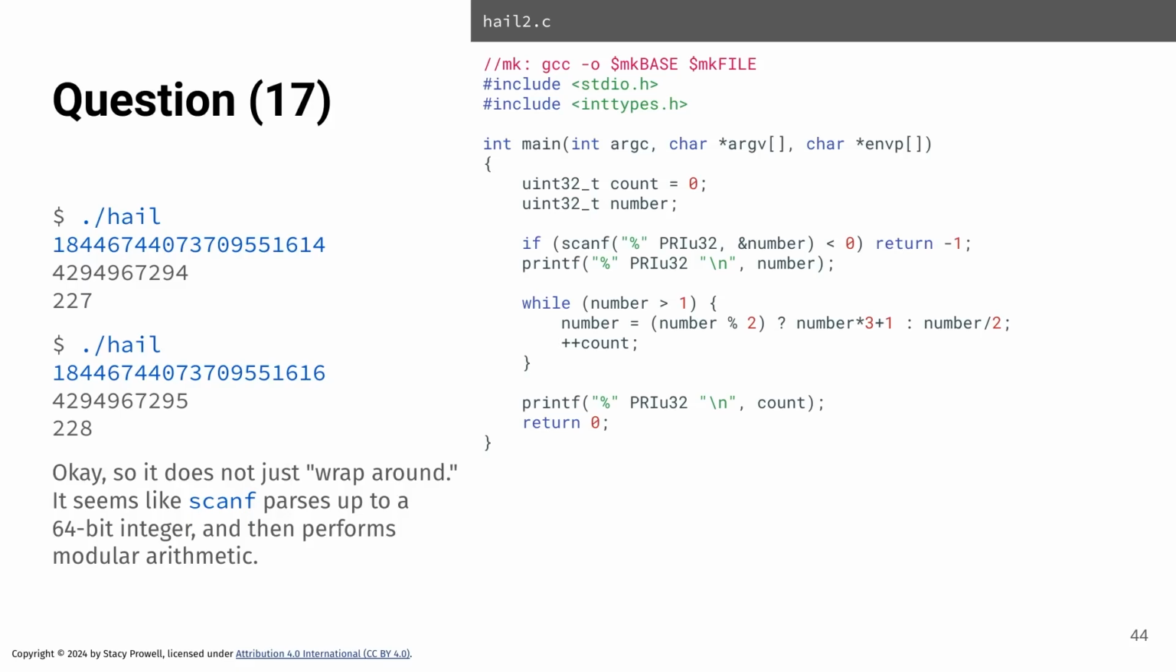Okay, so my model, which said that it just wraps around in the 32-bit field, is broken now. It's a good model while it lasted. So it doesn't wrap around. If you play around with it more, it turns out that scanf seems to parse your number and accumulate up to a 64-bit integer. And once it reaches that, it seems to perform modular arithmetic, but even that's a little bit sketchy. So this just points out that you can make reasonable assumptions about what things do. When you really dig into it, computers are weird. They do weird stuff. And you have to understand that if you want to write secure programs.